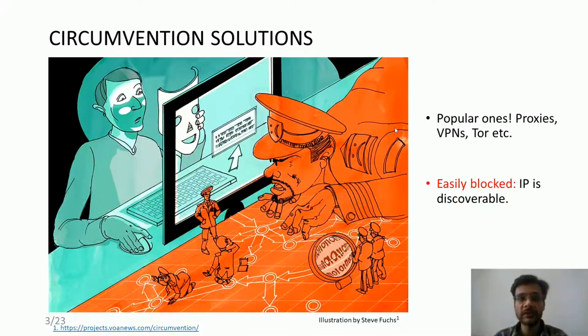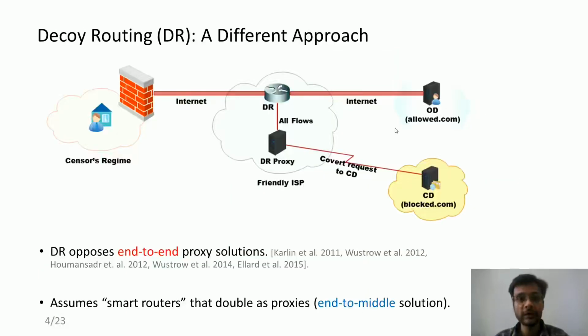However, most of these proxy based solutions suffer from a weakness, that is they are relatively easy to block once their IP has been discovered. Decoy routing is a new approach and it tries to make it very difficult for the adversary to block such a system. That is, even if the adversary knows that such a system is present, it will not be easy for the adversary to completely block it.